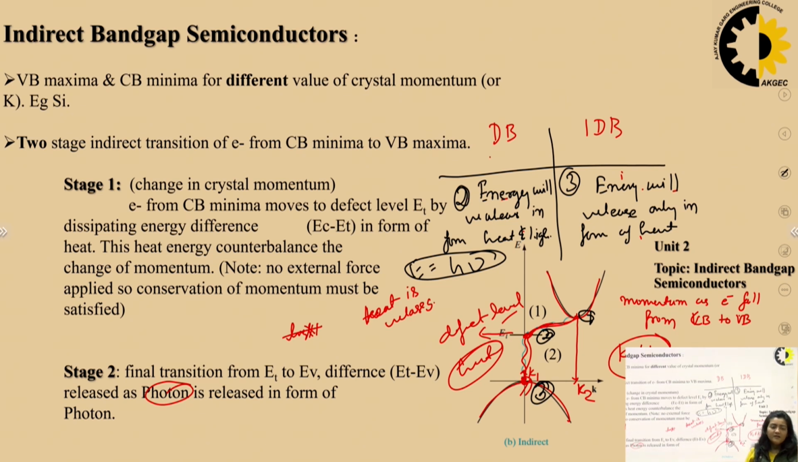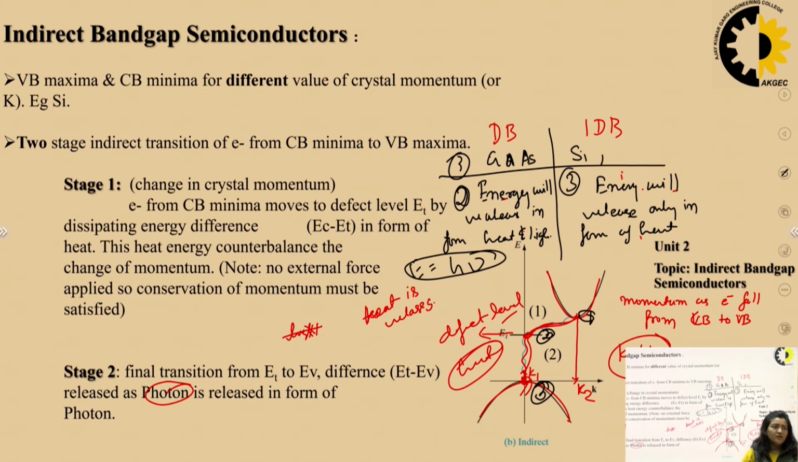Then the third point: what are the examples? For direct, we have gallium arsenide, and for indirect, the normal silicon diode or normal PN junction diode. In fact, the normal PN junction diode is used for the indirect band gap.